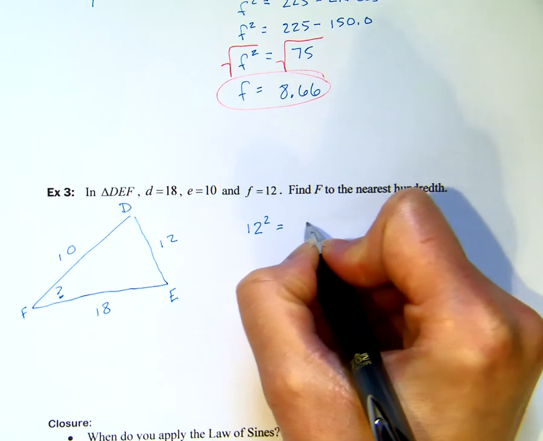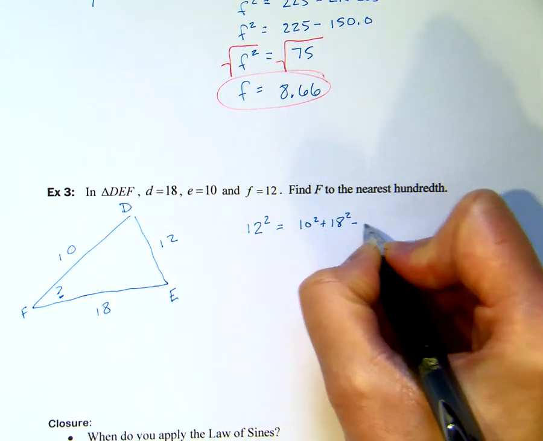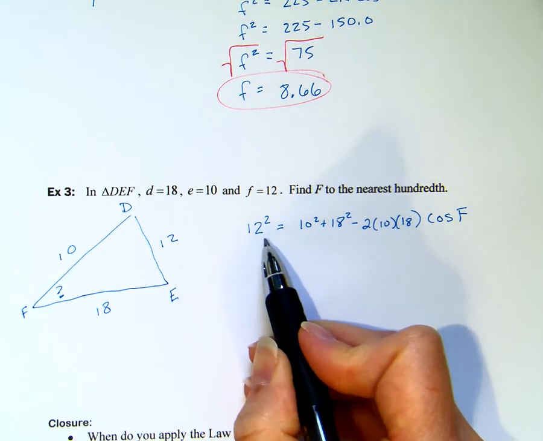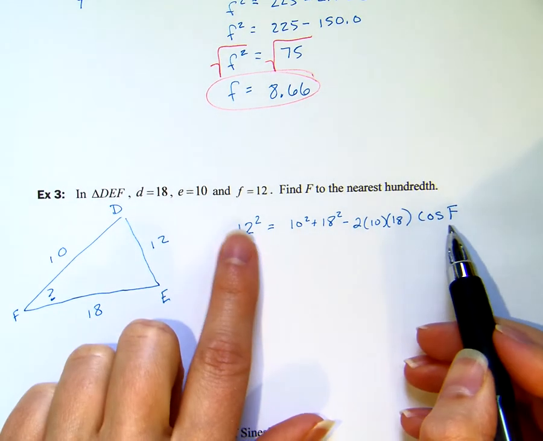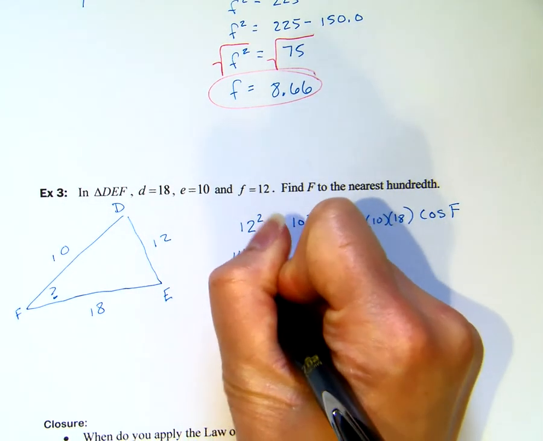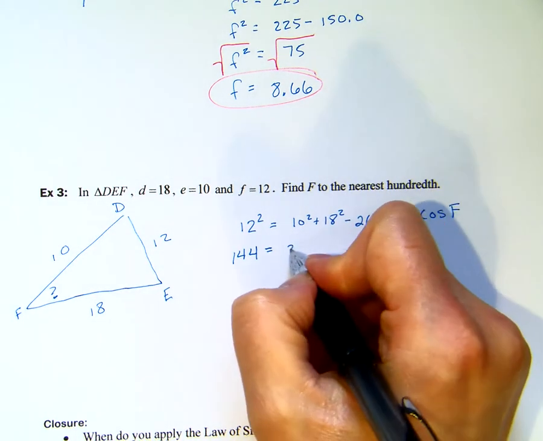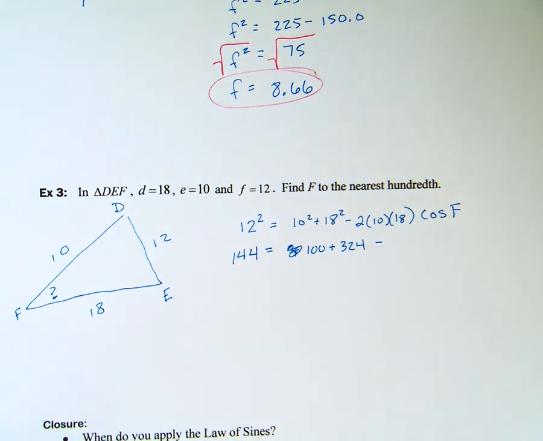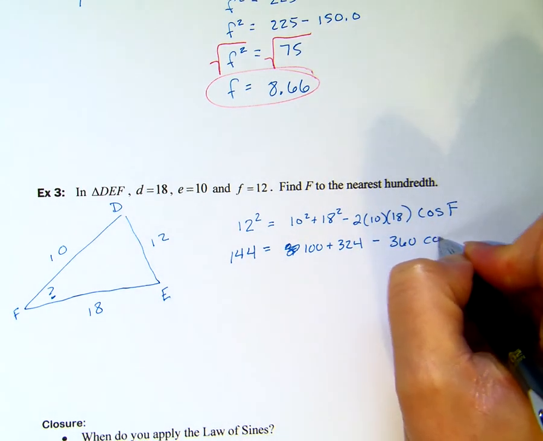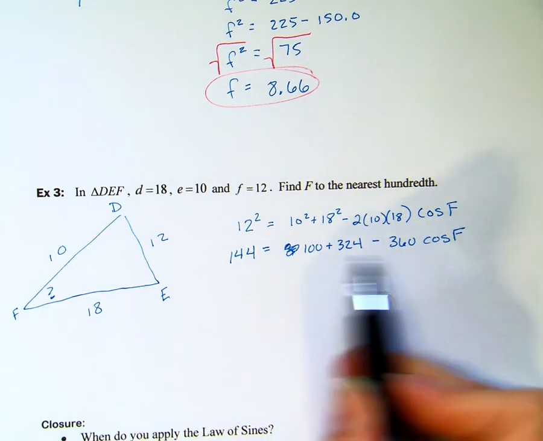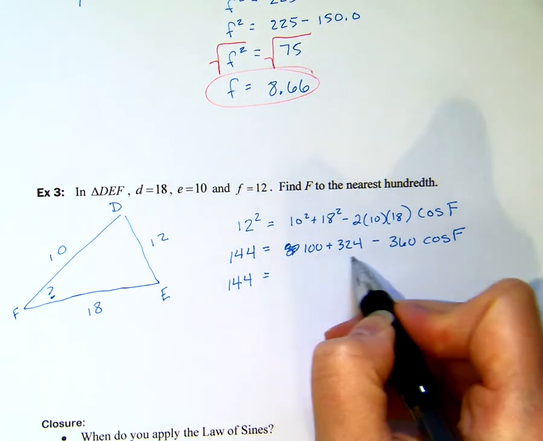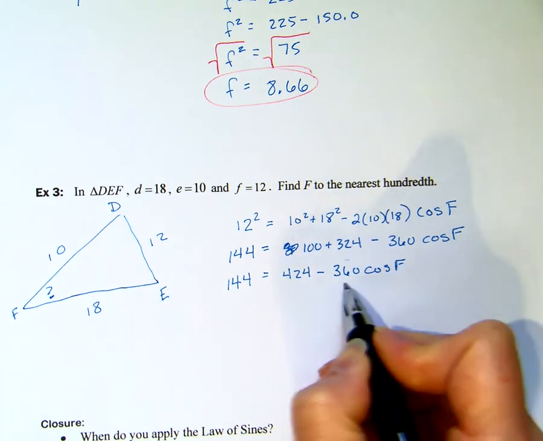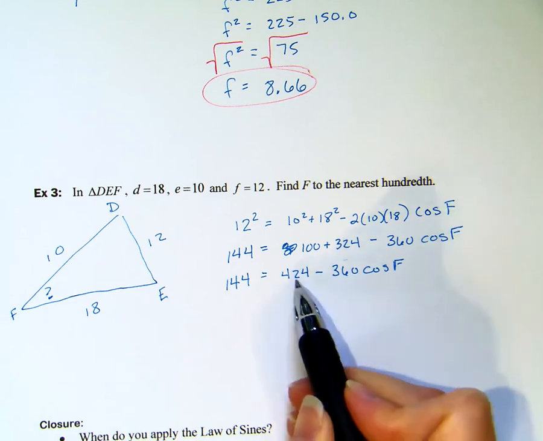So 12 squared equals the other two sides, 10 squared and 18 squared, minus those two sides times 2, times the cosine of the angle opposite the side on the other side of the formula. So these are both f's. Again, I can work through and solve. Oops. 100, 324. And I'll continue to solve by combining like terms. Again, remember these two can combine, but I cannot combine it with the 360 because the 360 is multiplied by cosine of f, and multiplication has to be applied before we can do a subtraction.